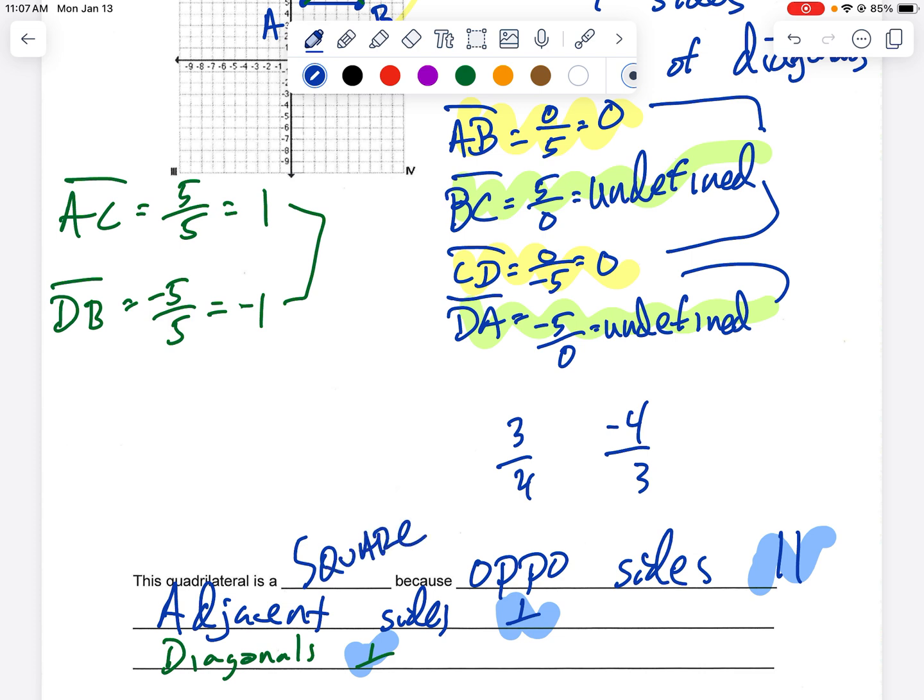These are the three things that I'm about to highlight in yellow. You should always have not only all your slopes, but you should make a comment about the opposite sides, the adjacent sides, and the diagonals. You should make that every single time you do one of these problems. You'll find 6 slopes and then compare these 3 things.